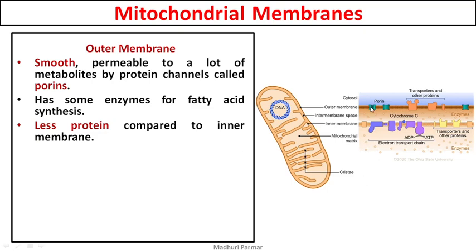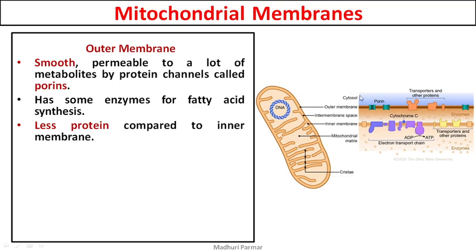So these are the porins through which all the hydrophilic molecules like glucose or pyruvate can come inside. They cannot come inside the mitochondria through this lipid membrane, because lipid does not allow hydrophilic molecules to move. So through this porin a lot of molecules can come inside. Fine. So because of these porins and other protein channels and transporters, the outer membrane is permeable to a lot of molecules. It has some enzymes for fatty acid synthesis.